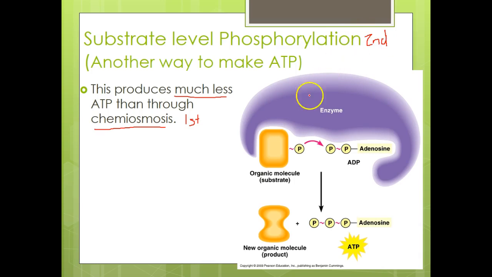Both of which are important, both of which are needed, but you could think of substrate level phosphorylation as a way of making bonus ATP, and chemiosmosis is the way of making the normal quantities the cell needs. Any way of making extra ATP is still good and still welcome within the cell.